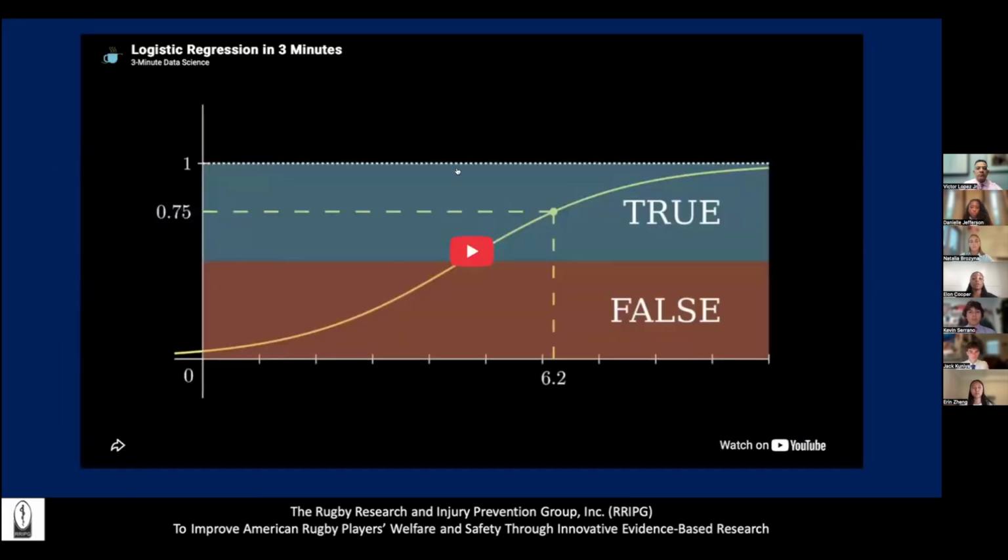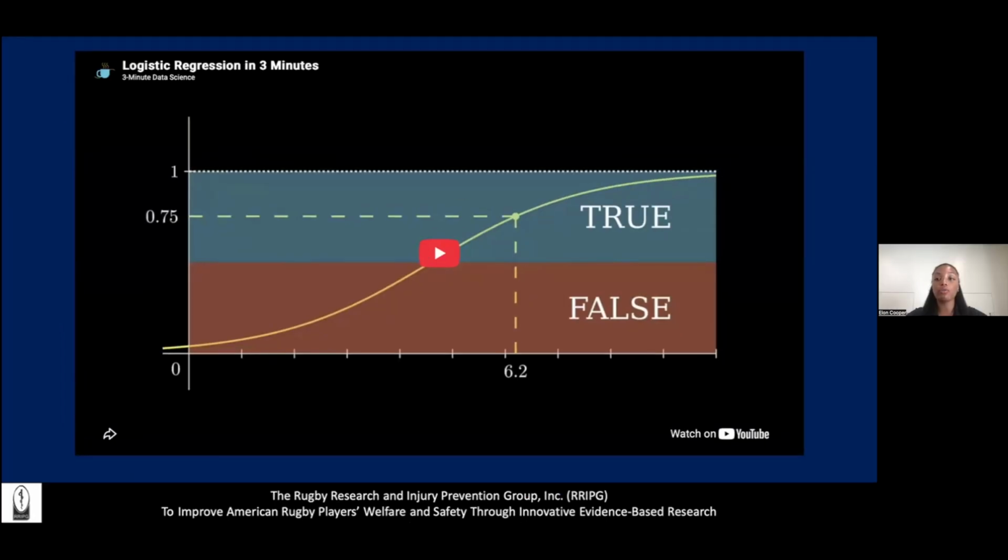We can watch this video from 3-Minute Data Science that shows how the graph works and how you can influence the line and the predictability.